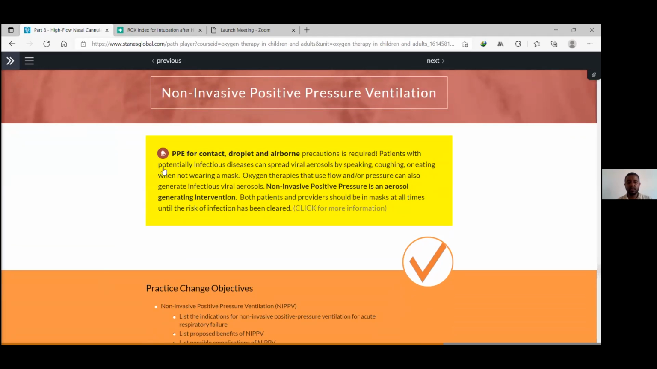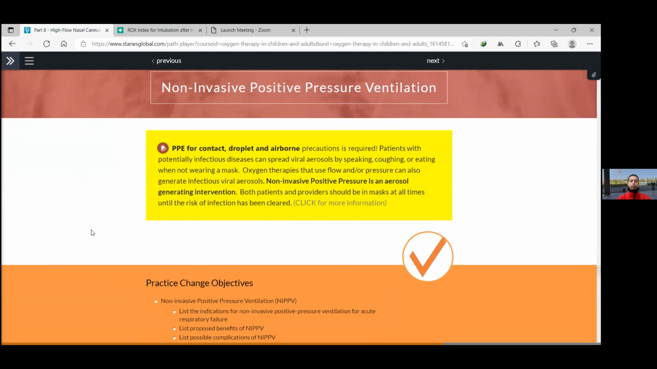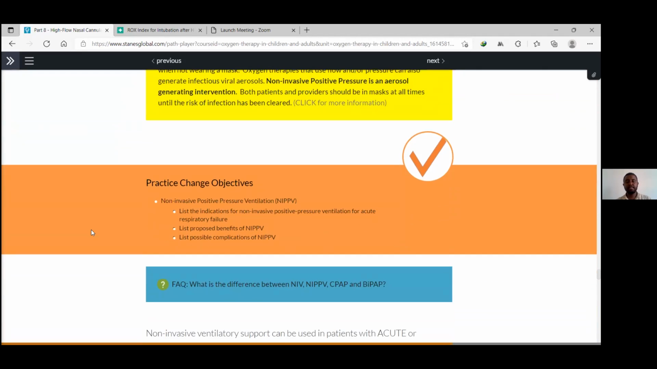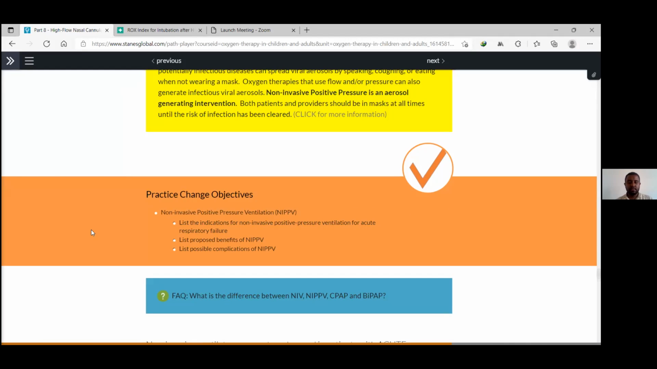Again, remember to put your PPE on, and on your patients, because it's one of the aerosol generating interventions. So our practical objectives include to list some of the indications, proposed benefits, and possible complications of NIV.